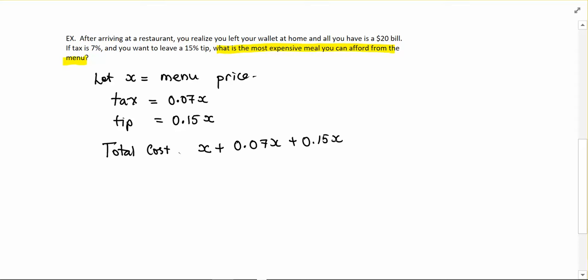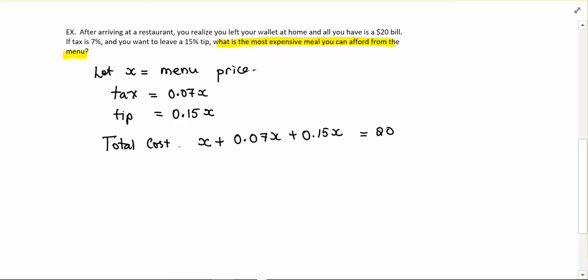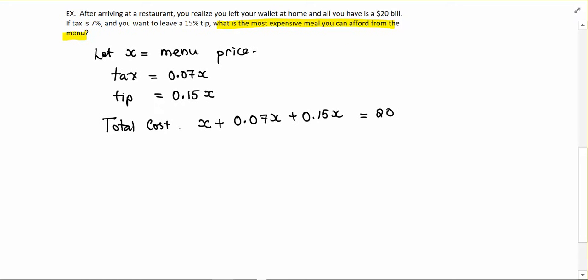And all you have is $20, so this has to be equal to 20. Or it could be less than 20, but it has to be equal to 20 at the most. So let's see if you can solve this little equation, right? So let's add up all these numbers. Again, remember, there's a 1 here.